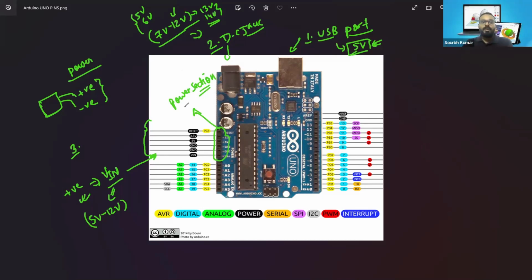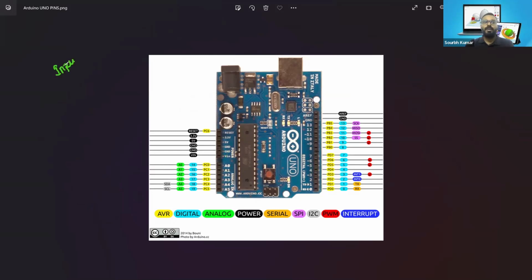Okay. So through the power section, we can either supply the power to the board, or also pull the power from the board, because each and every input and output device, in terms of input device or the sensor, even though the input device like the sensor itself does require some power to work, right? Some power to work.